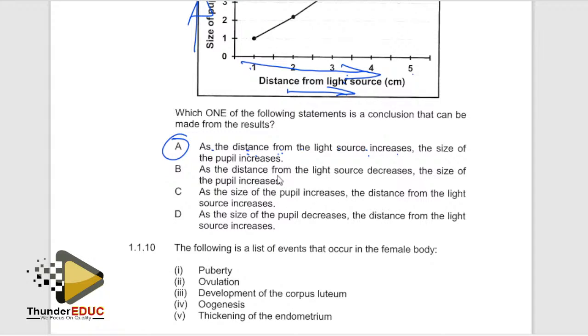As the distance from the light source decreases, the size decreases. Looking to the sun, and then you're opening the eyes widely? Never. It can't be like that. As the size of the pupil, now you are reversing it. So this goes out. As the size of the pupil decreases, still the size cannot lead to the distance. It's the distance which leads to the size. Therefore, this is out. So A becomes the most correct answer.